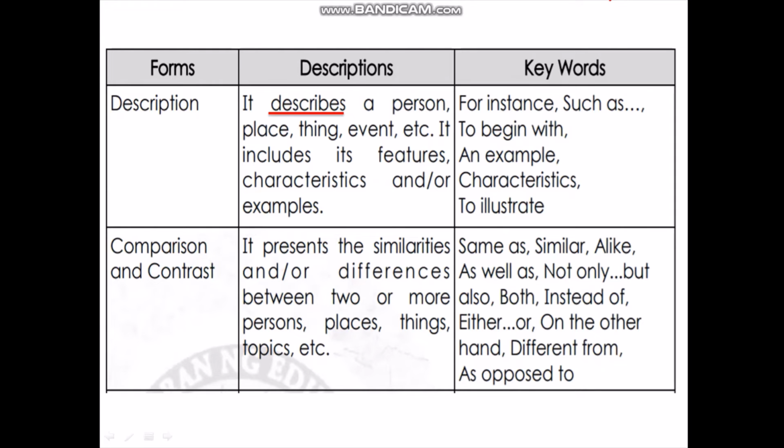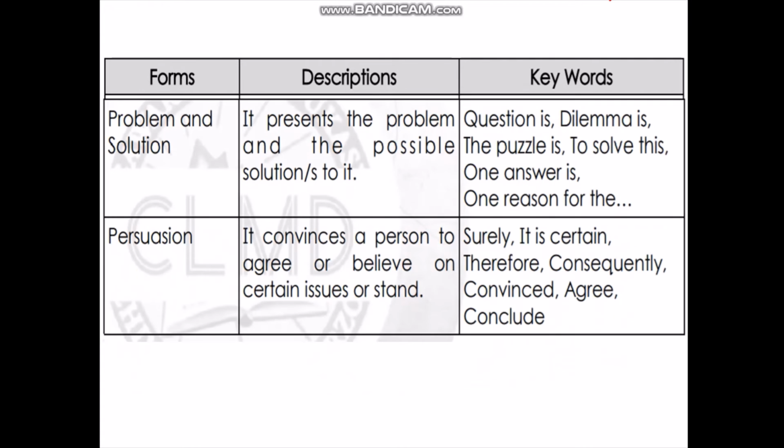Okay? Next, comparison and contrast. It presents similarities. What is the same? Okay? Similarities and differences. What is different from one another? Between two or more persons, places, things, and topics. So, the keywords are same as, similar, alike, as well as, not only, but also, both, instead of, either, or, on the other hand, different from, as opposed to.